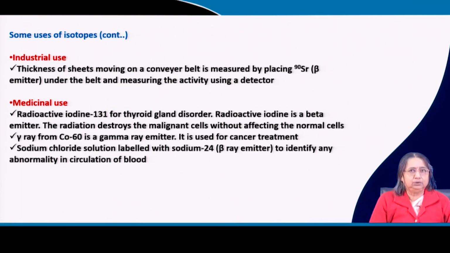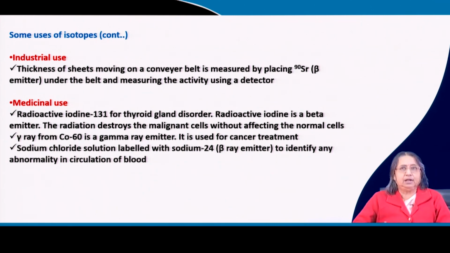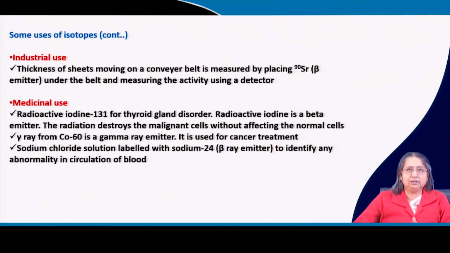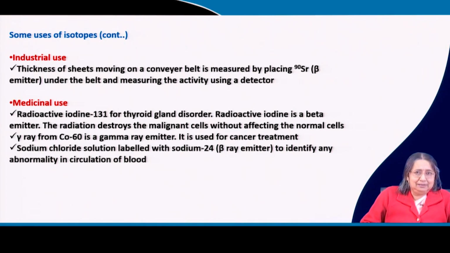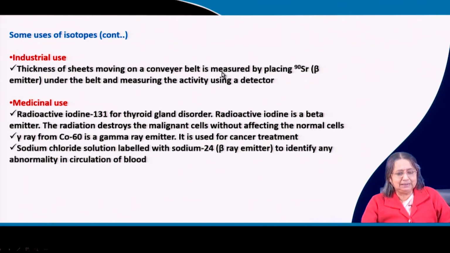Now, industrial use. What is the industrial use? The thickness of sheets moving on a conveyor belt. You have seen conveyor belts in airports and many places, shopping malls. The thickness of the sheets decays after some time, so the thickness becomes less. To know this, the thickness of the sheets moving on a conveyor belt is measured.